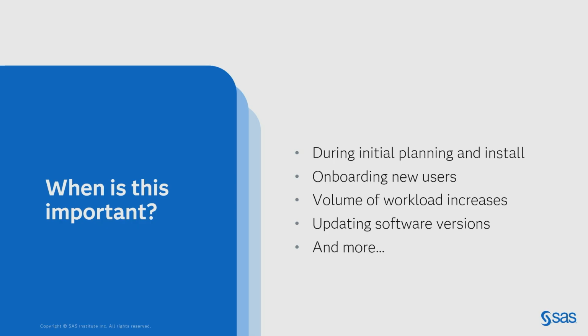Then it's onboarding new users. Maybe you've increased from 50 users to 100 users to 200, right? You want to revisit how VIA is configured. Maybe you need to tweak some of the parameters when your volume of workload increases, right? Maybe you are now going from 100 jobs to running 1,000 jobs a day, right?